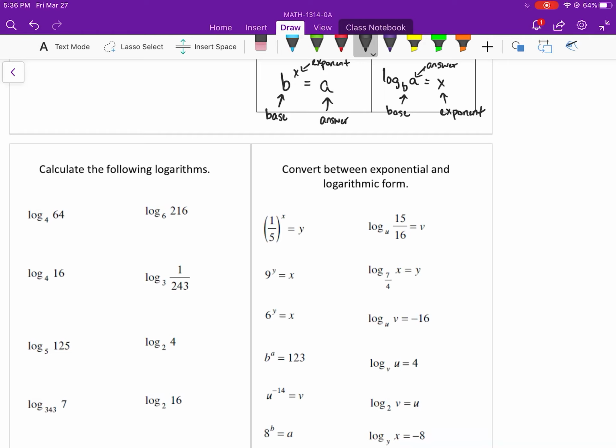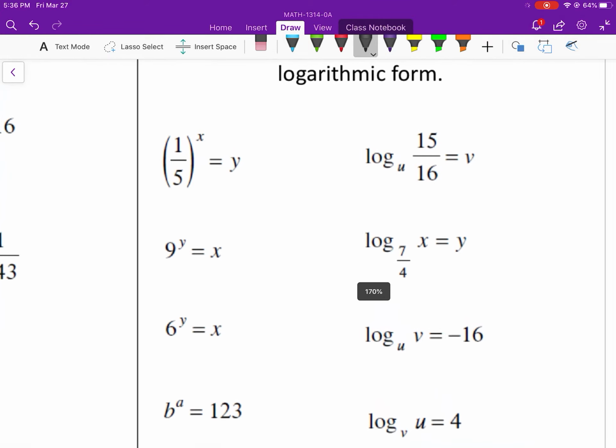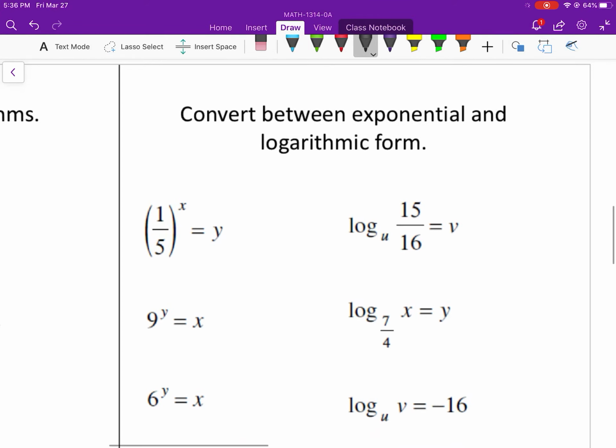Alright, so again, this is an introductory lesson, so let's do some examples here. Now, before we get over here to the left side, because these are kind of backwards, you notice the left side says calculate the following logarithms, and then the right side says to convert between exponential and logarithmic form. Let me zoom in here a little bit. We're actually going to work on the right side first, because I just mentioned that this is kind of backwards. And so I want to actually do some converting first.